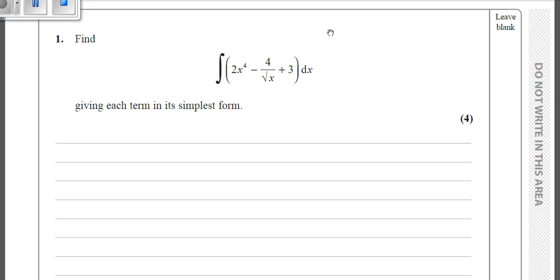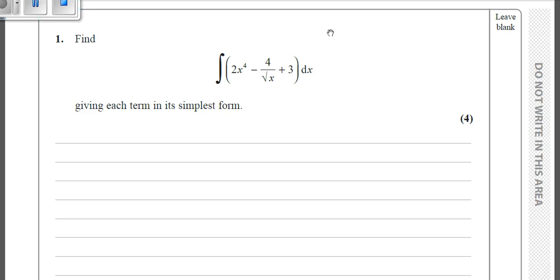Okay, the first in the ultimate revision videos for C1. We're going to have a look at the 2016, 2015, 2014 papers and go through the same question on each of them. Once you've done all these videos, you should be able to go into tomorrow's exam really confident. The first topic we're looking at is basic integration.